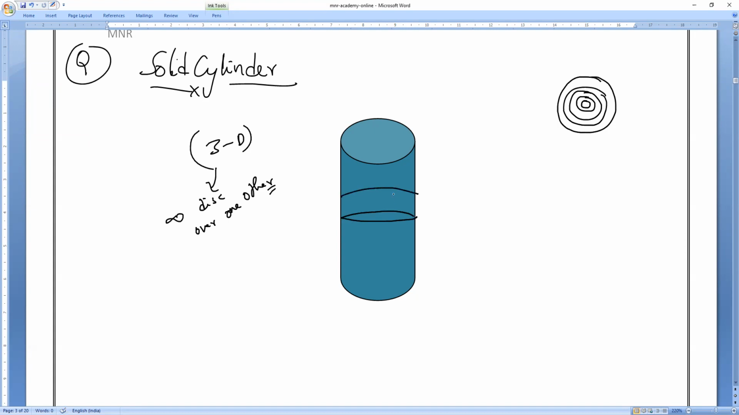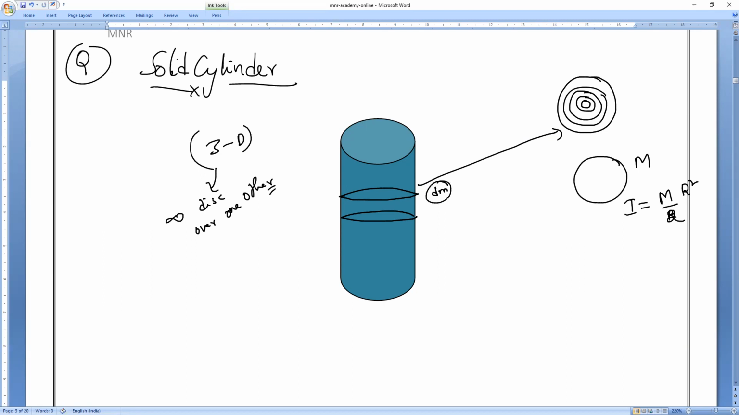I can cut it into infinity number of discs. So a particular disc I am selecting, whose mass is dm. If I take the total disc, whole mass is M. So for that disc, what is the moment of inertia? We got it: M r square by 2. Just now we have studied also. Am I right or wrong? M r square by 2.